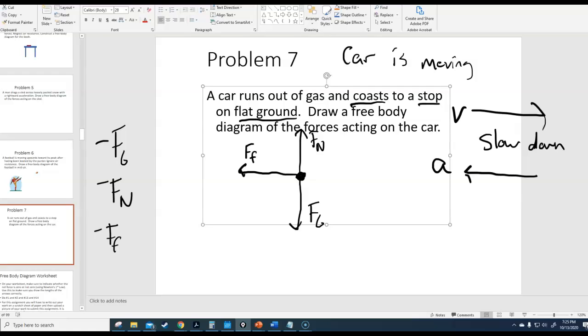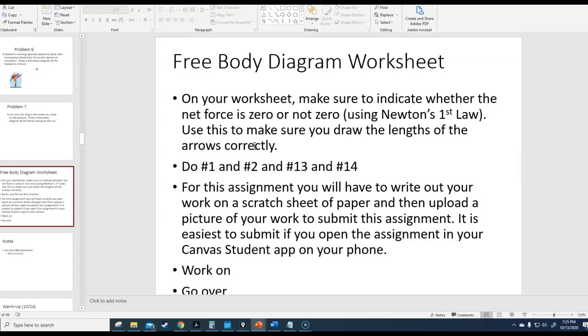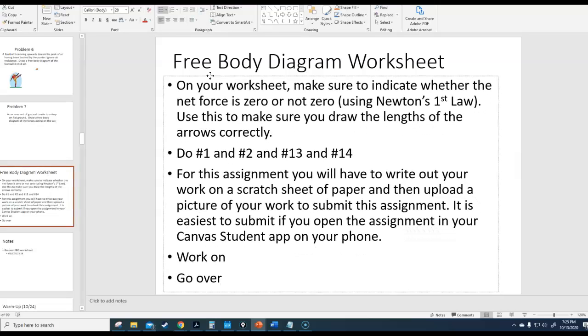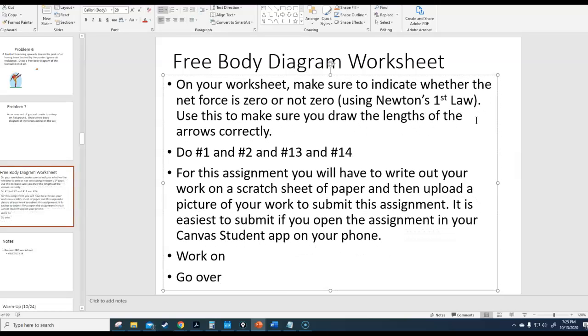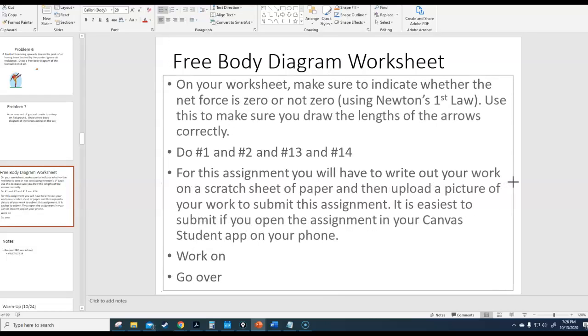Alright, so we've done quite a few examples here. We might do some at the beginning of the next class, but that should be enough for you to start working on your worksheet. Okay, so pause there if you need to add that to your notes. I'm going to make a short extra video just going over the first couple problems on your worksheet to help you out so you don't have as much to do. Just keep in mind as you're doing this worksheet, make sure you answer all the questions fully. Make sure you indicate whether or not the net force is 0 or not. Draw the lengths and labels correctly.